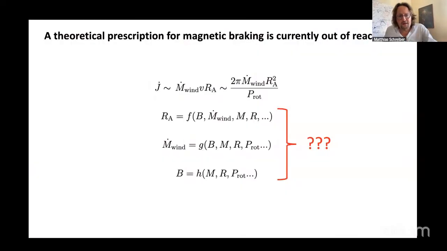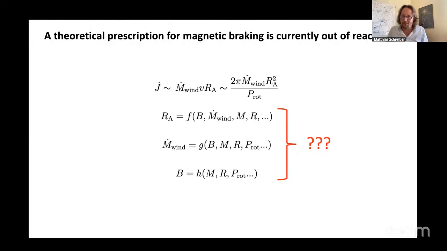We have the angular momentum loss here in the top line, which should be somehow proportional to the magnetic wind mass loss, the tangential velocity at the Alfvén radius, and the Alfvén radius. You can replace the velocity with the rotation period and another Alfvén radius, and you get this equation. And this looks really simple, so it should be simple to estimate.